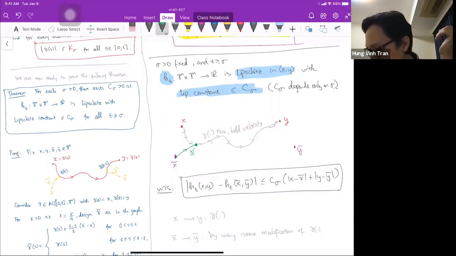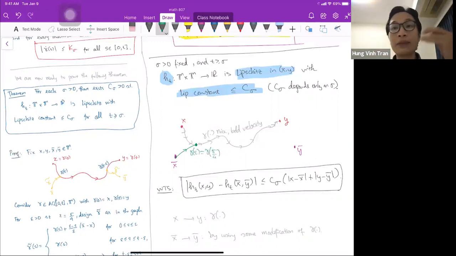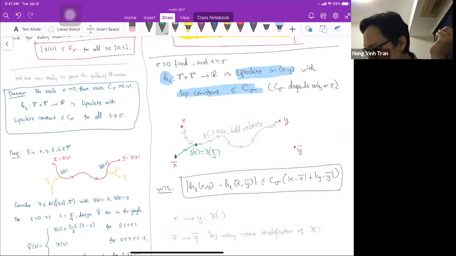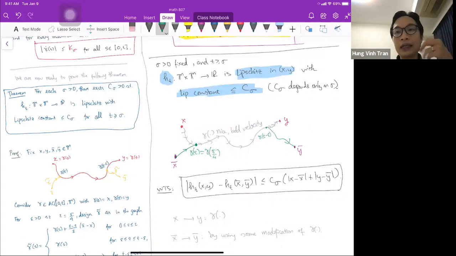So gamma epsilon, which is sigma over 4, because I know that if I only allowed it to connect in a very short amount of time, I would have to pay a lot of price, right? So I need to give it certain time to reach there. And then similarly, I can connect from gamma t minus epsilon going down to y bar.